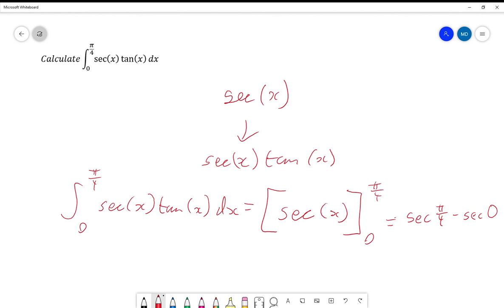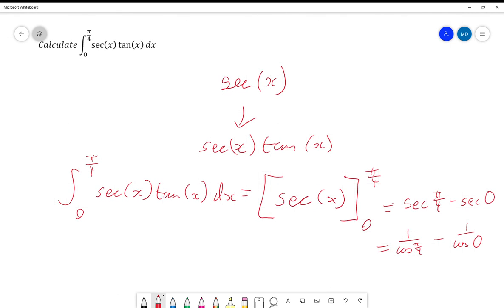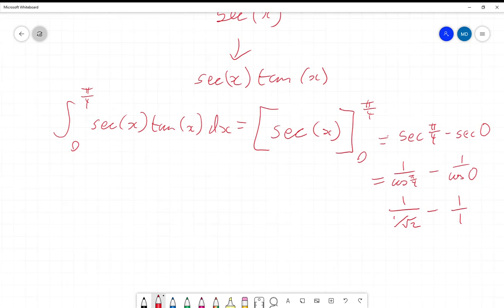Now we need to remember what secant is. Secant is 1 over cosine, so this is equal to 1 over cosine of pi over 4 minus 1 over cosine of 0. Cosine of 0 is 1, so that's minus 1 over 1. Cosine of pi over 4 is 1 over root 2. And this gives us, simplifying these fractions, root 2 minus 1. And that is our exact answer to this integral here.